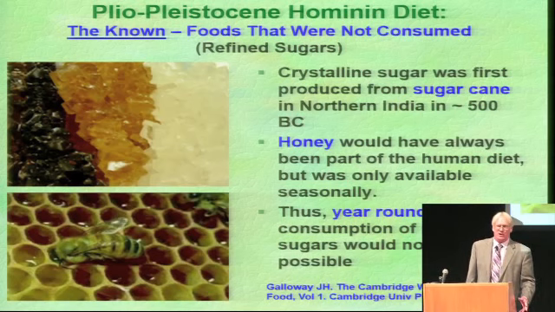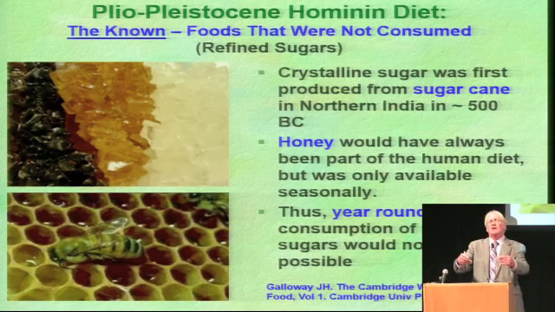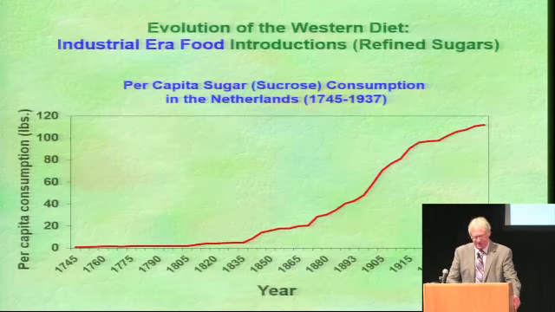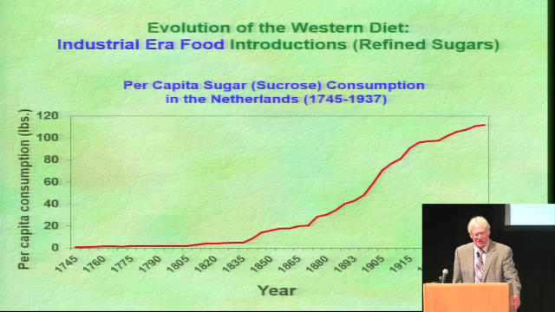Hunter-gatherers are hardwired for sweets and fatty foods. Their brains seek it out because it has survival value, but they couldn't eat it in unlimited quantities. So honey would have always been consumed, but it was only available seasonally. This is good per capita disposal data out of Europe showing that prior to the agricultural revolution, hardly anybody in Europe ate sugar, so dentists were out of business.